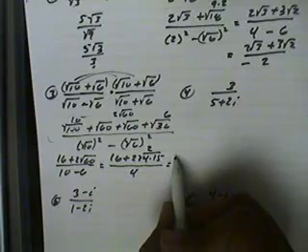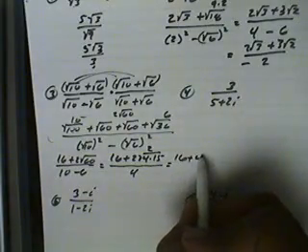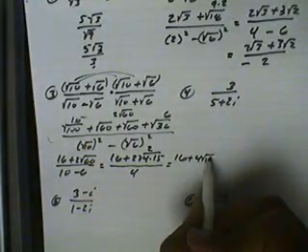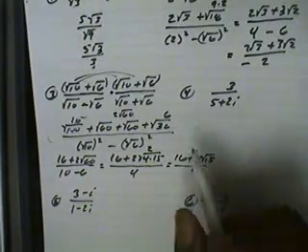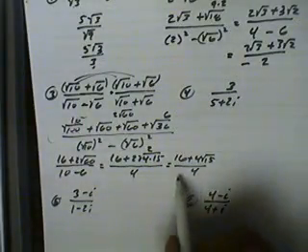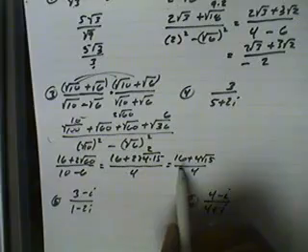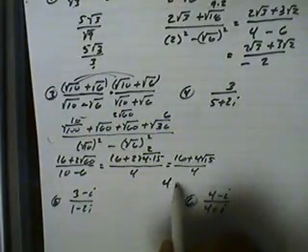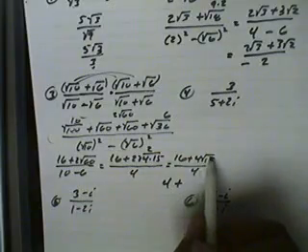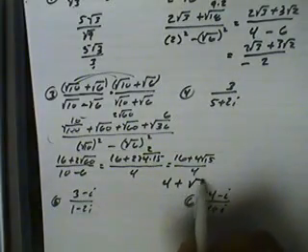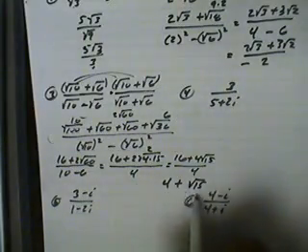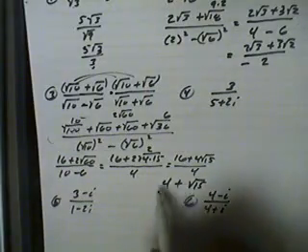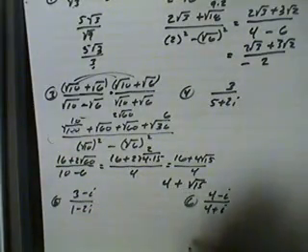So let's carry this. 16 plus 4 square root of 15 all over 4. Now if we split this into 2 pieces, we'll be able to simplify both these terms. So 16 over 4 will be 4, and 4 square root of 15 over 4 will be 1 square root of 15. And that's your final answer. That's everything simplified.